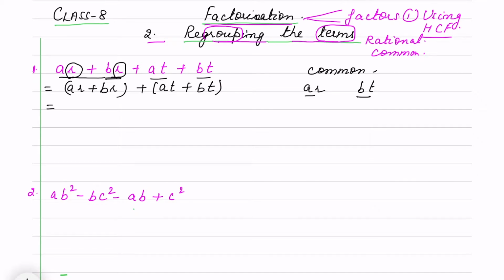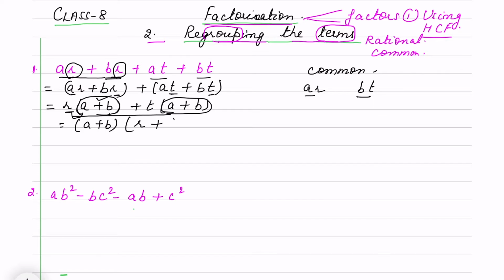So now what will happen? I am taking R outside, R I have taken, A is left. Again here R I have taken outside, B is left. When you multiply, you see AR plus BR is coming. Same way here, T is common. T outside, A plus B. Now we are taking A plus B common outside. If I take A plus B outside here, what is left? R. Here I have taken A plus B, what is left? T. So this will be your answer.